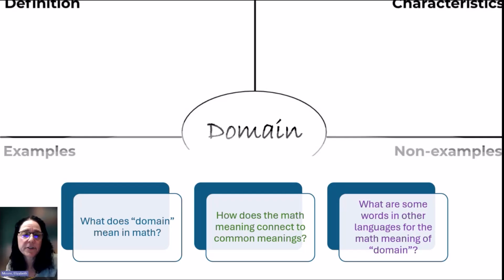And I could record these answers on a Frayer model, perhaps on chart paper, or if there's already a durable reference for domain up on the classroom wall, even if it's an anchor chart that was hidden behind a few others, I could pull it back out and add some connections to the common meanings to that reference. We can co-create a student-friendly definition for our math meaning of domain. And we could include or add home languages for as many students in our classroom as possible that connect to the mathematical meaning of domain.